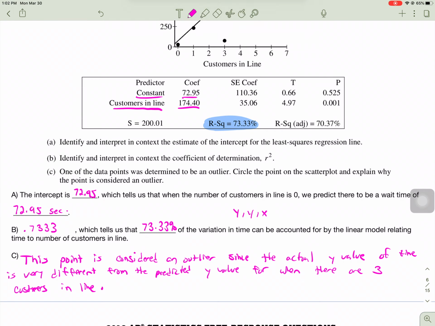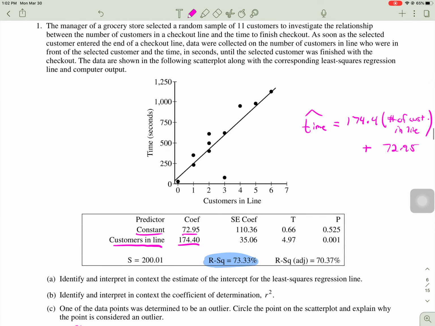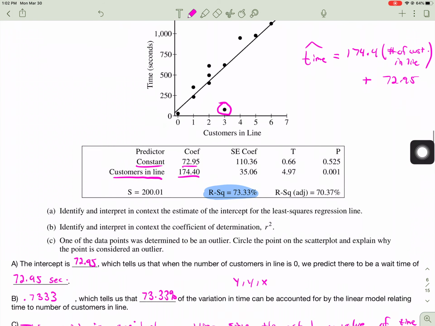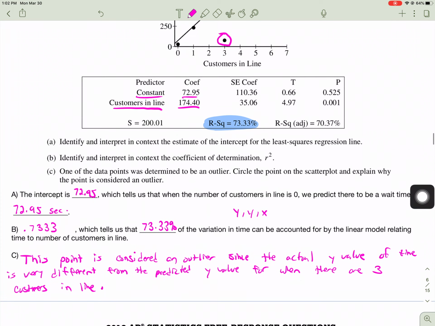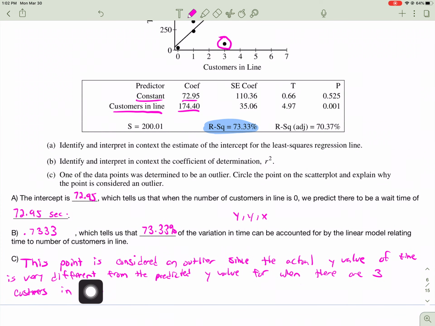Part C says, one of the data points was determined to be an outlier. Circle that point on the scatter plot and explain why the point is considered an outlier. So hopefully we all go up and we all circle this point right here. Right? And now the explanation is where it gets a little tricky. Why is that an outlier? I wrote, this point is considered an outlier since the actual y value of time is very different from the predicted y value for when there are 3 customers in line.